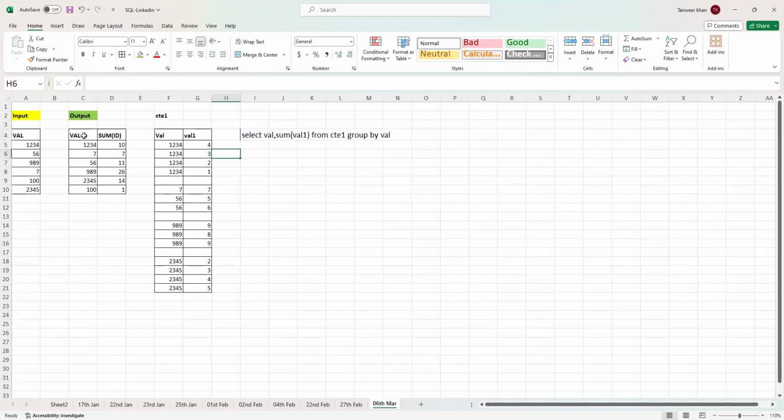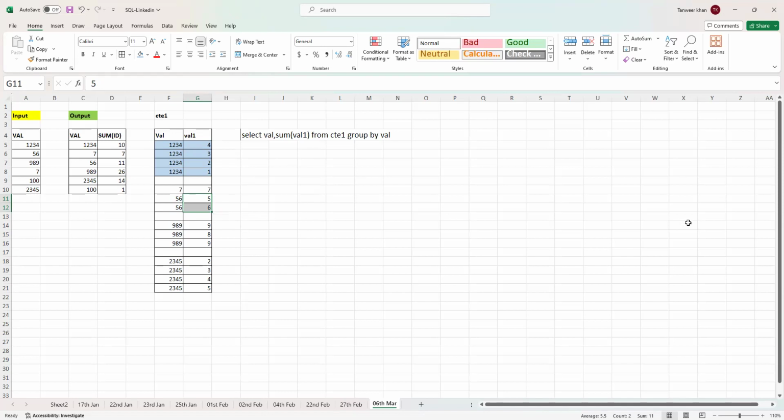Yes. What are we looking at here? For each and every val, like 1, 2, 3, 4, it will give me the total sum of val1. Then for the value 7, it will be 7 only. Then for the value 56, it will add 5 plus 6, and I will get the expected output. Do you all agree? Is this point clear, what I'm telling? Yes, clear.